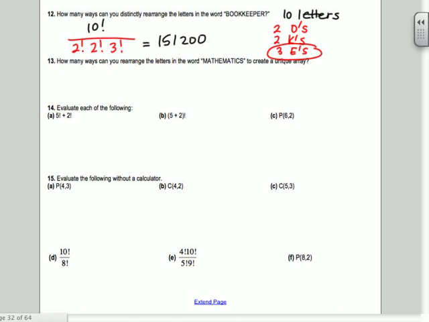All right, so I want you to try the other things on this page. Notice how these are all factorial questions, combination questions. These are all basically calculator questions. So go ahead and try them, and then I'll put the answers up here. So number 12, how many ways can you rearrange the letters in the word mathematics? Think about how many total letters you have, how many repeats, and so on. And I'll put the answers up here in a second.